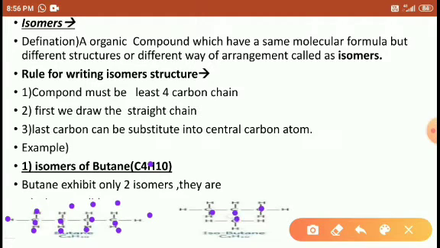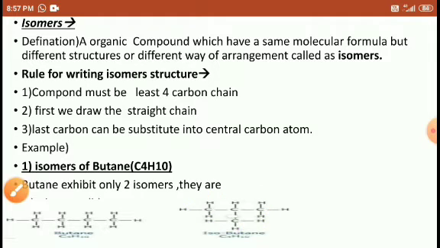1, 2, 3, 4. 4 carbons. And 10 hydrogens. Look at here. 1, 2, 3, 4, 5, 6, 7, 8, 9, 10. 10 hydrogens. Right, students?